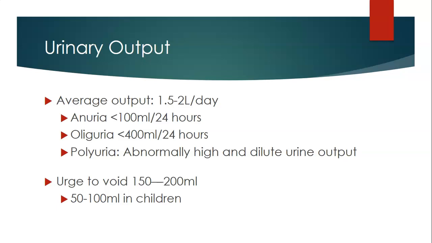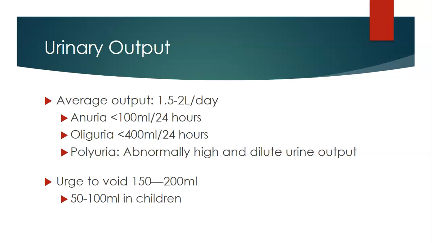Anuria means less than 100 milliliters of urine produced within 24 hours. Oliguria means less than 400 milliliters. So anuria is kind of intimating that there is no urine. Oliguria means that there is low urine. Polyuria means abnormally high, usually dilute urine output. Poly meaning lots or many.